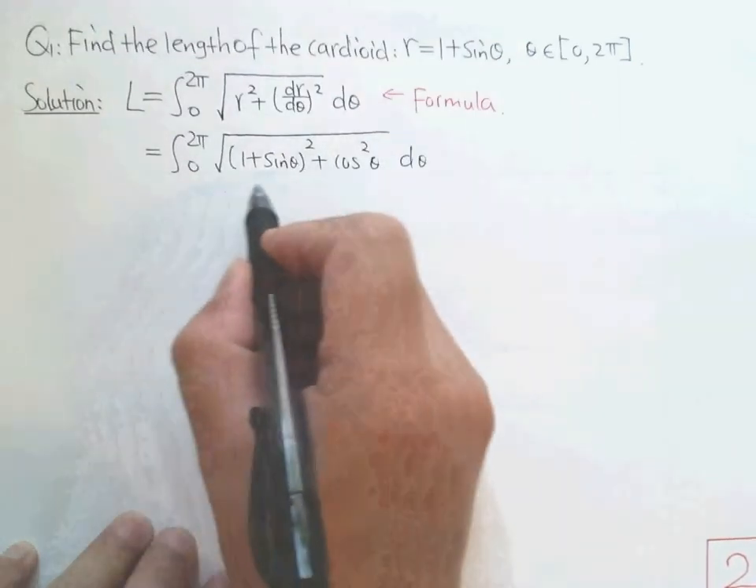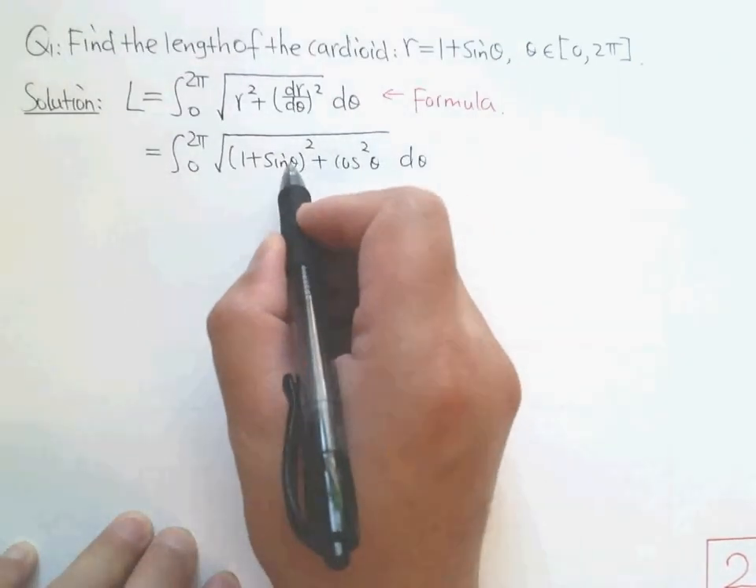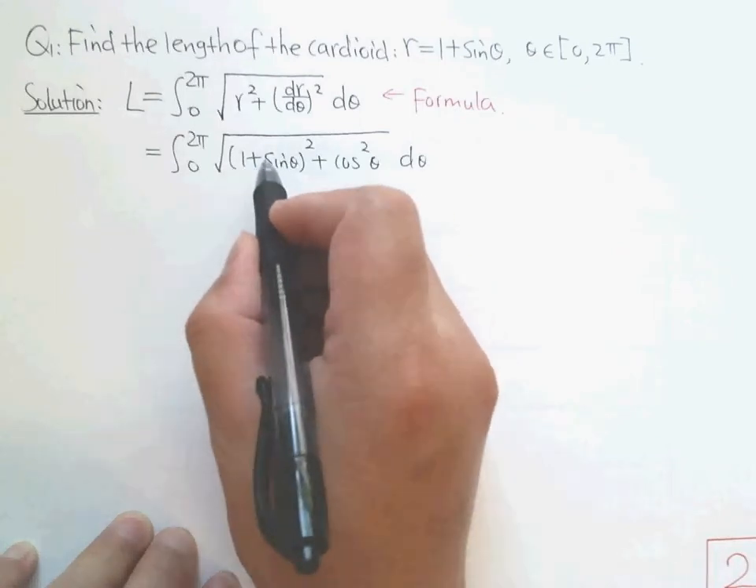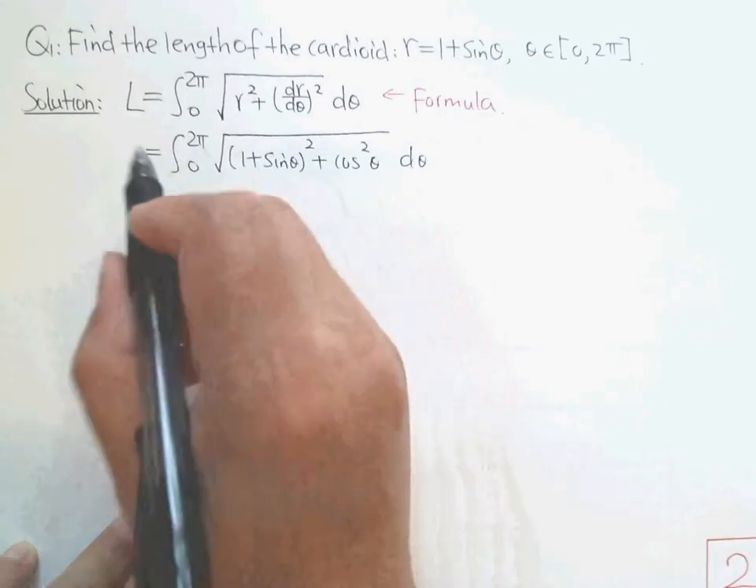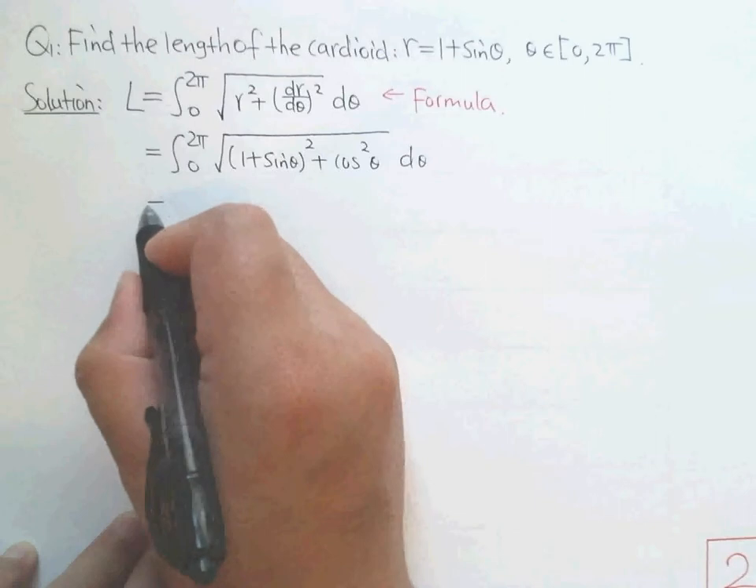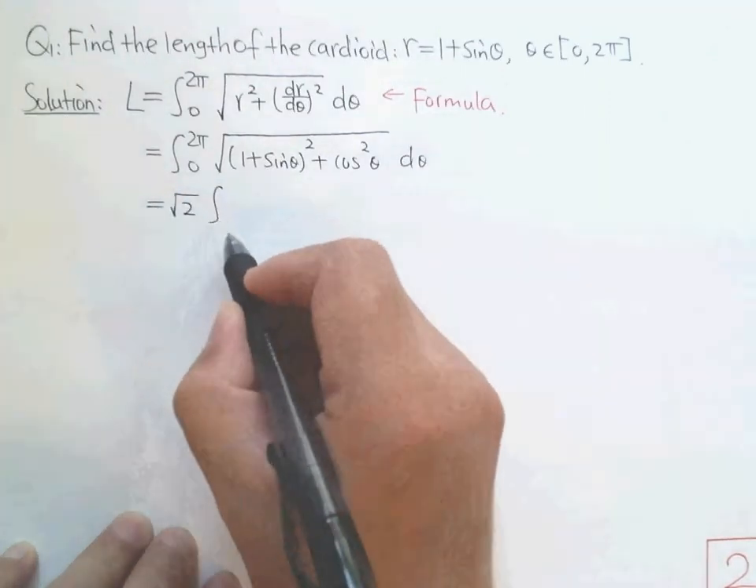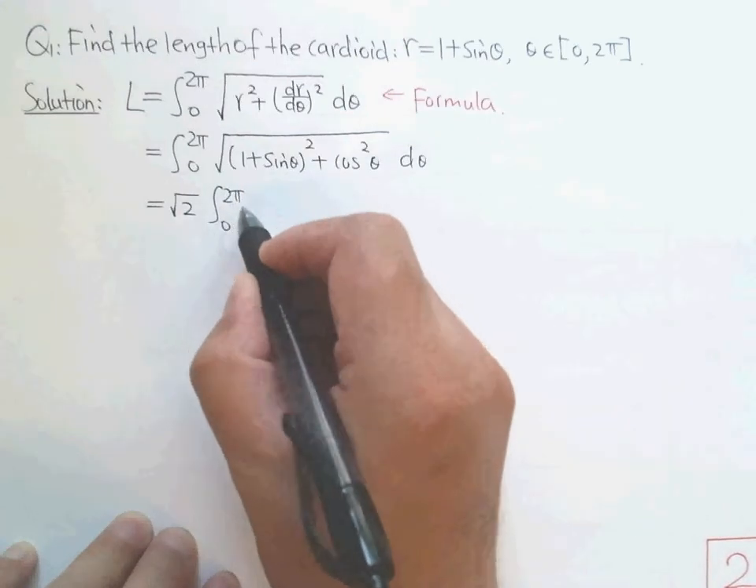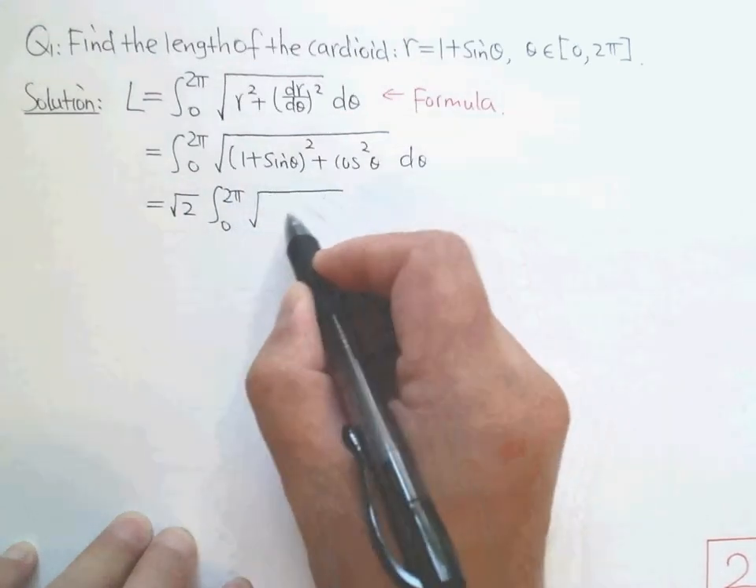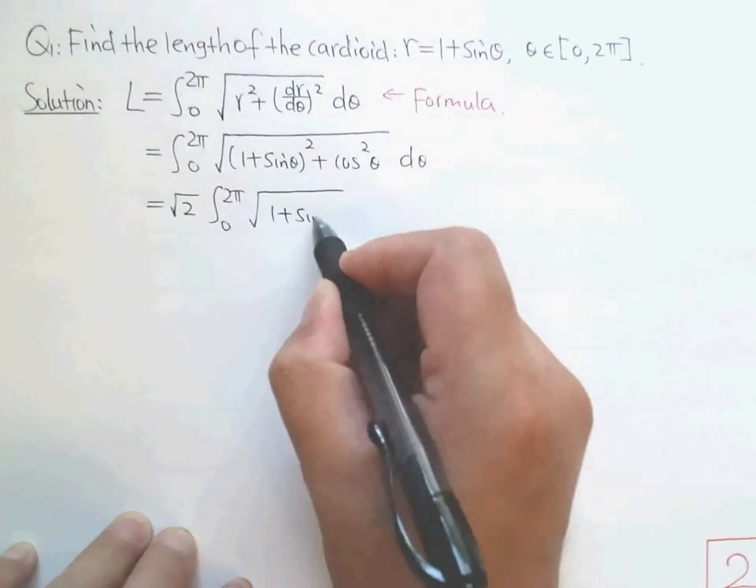So cosine square plus sine square equals 1. 1 plus 1 is 2, and then 2 plus 2 sine. I factor the 2 out, and therefore we have this. Square root of 2 is outside, integral from 0 to 2 pi, and then here is 1 plus sine theta d theta.